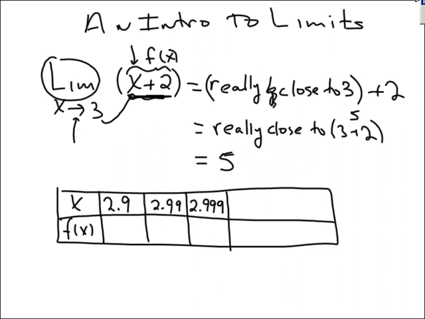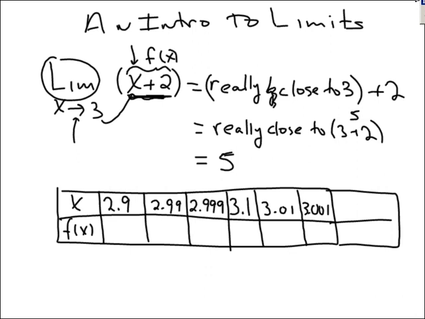Now let's get closer and closer to 3 using numbers that are above 3. Like 3.1, that's close to 3. But 3.01 is even closer to 3. And 3.001 is closer to 3. And the last number is the closest to 3 that I wrote down.